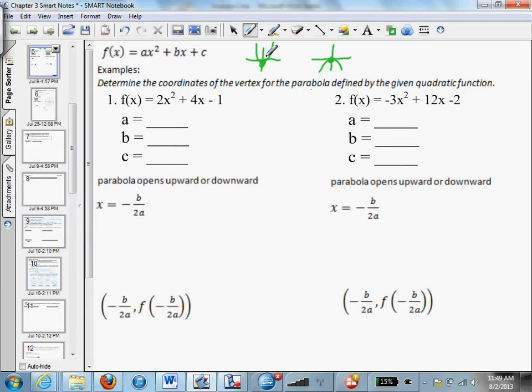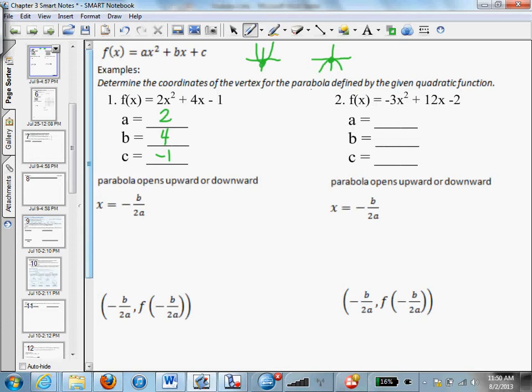So determine the coordinates. First, what I'd like to do is go through and identify what A, B, and C are. Whatever has the x squared term with it is going to be A, so 2. Whatever just has a plain x is going to be B, so in this case 4. And C will just have the regular number, so negative 1.